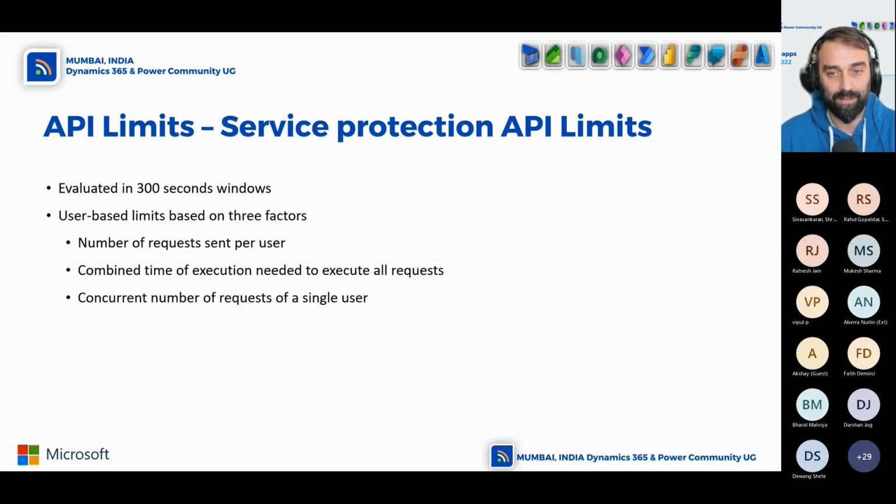Because if you are using only one, it's not just that you cannot segment the throttling, but that single application will be evaluated in 300-second windows for all your processes. So start using different application IDs for different integrations. Otherwise, I think this will penalize us a little bit. We need to think about this when designing an integration and how we are setting it up.